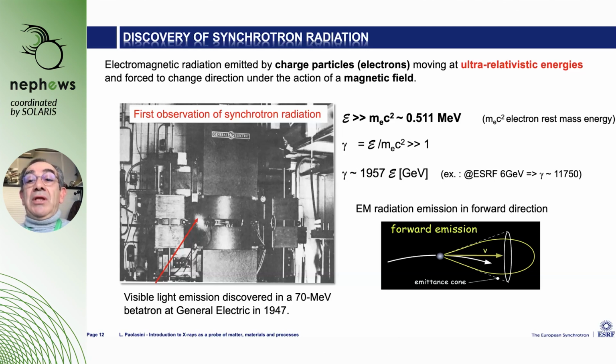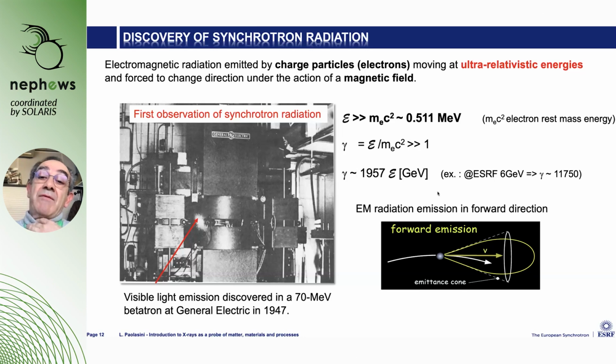So to produce synchrotron radiation, we need to accelerate electrons at very large energy, bigger than the electron rest mass energy. We define gamma, which is an important parameter, as the ratio of the effective energy of the electron with respect to the electron rest mass energy. Most large facilities accelerate the electron at the order of giga electron volt. For example, ESRF is an electron ring in which the electrons have an energy of 6 giga electron volt. Gamma is close to 12,000. So the electron at ESRF travels at an energy 12,000 times bigger than the electron rest mass energy.